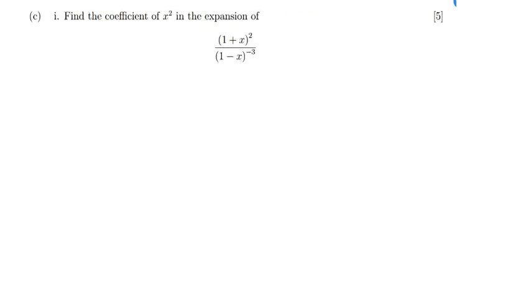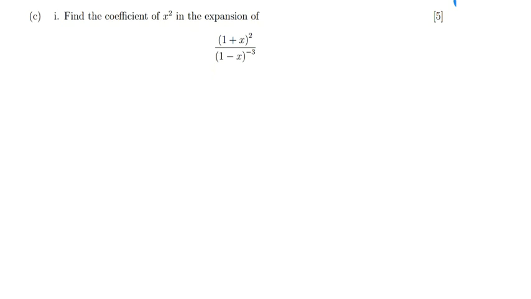So now let's talk about binomial. So I have a question which is saying find the coefficient of x squared in the expansion of. So I have this expansion here. Now we want to find the coefficient of x squared. So how can you solve this question?